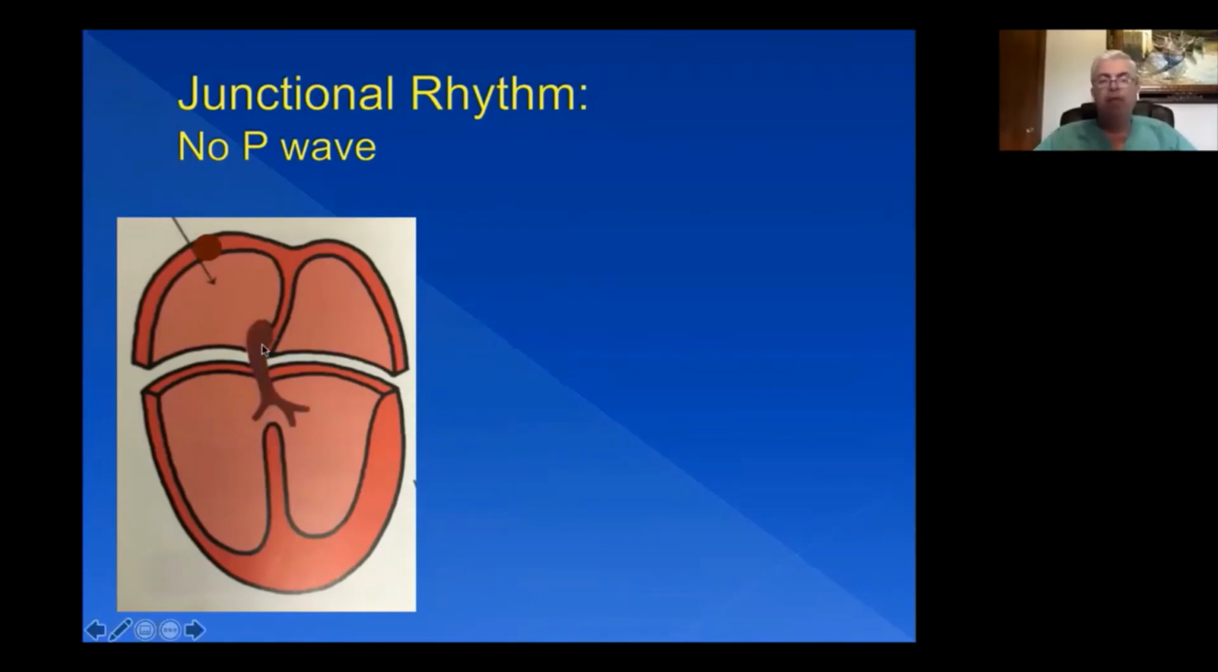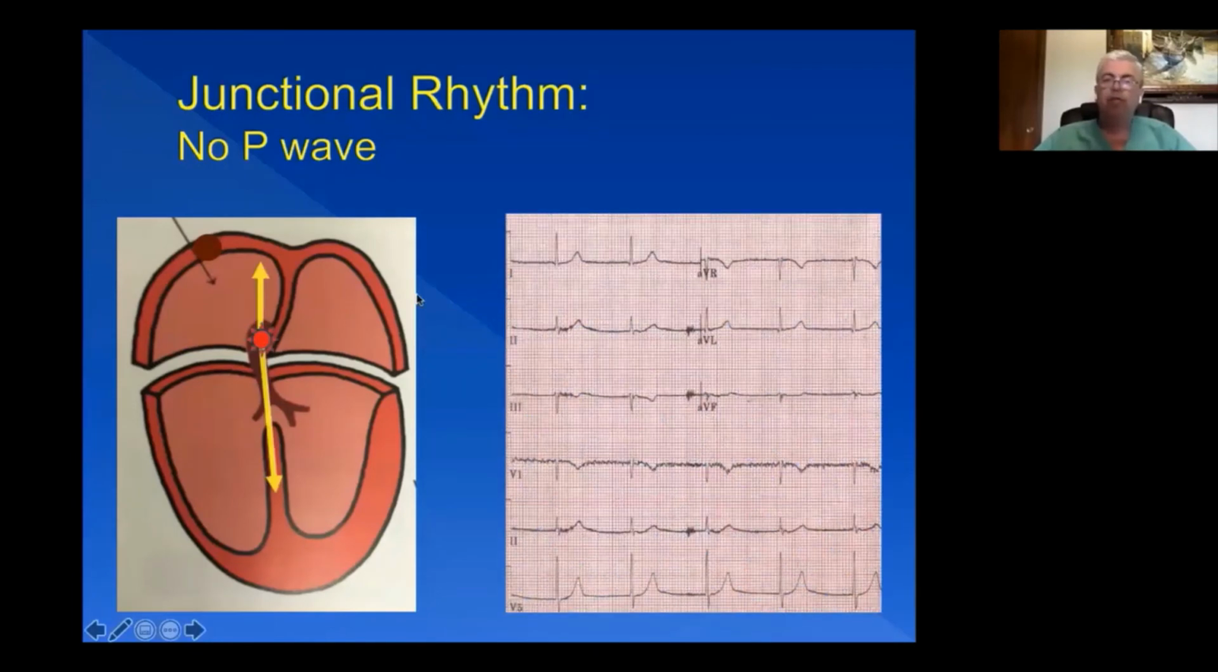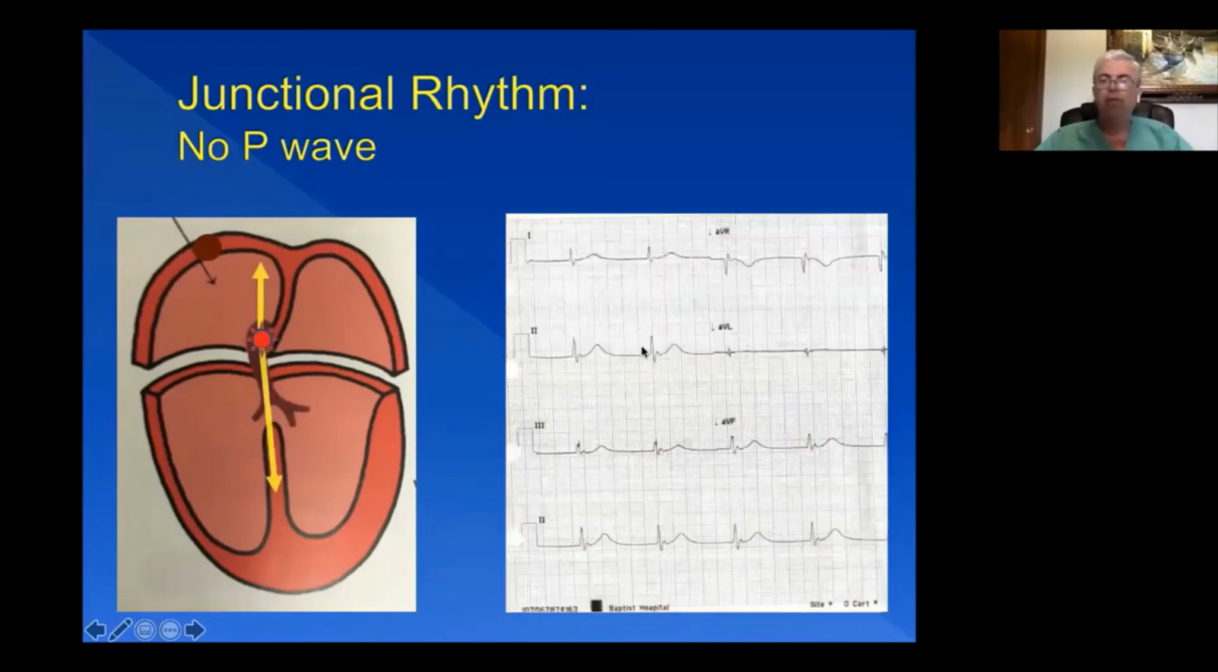So having a narrow QRS with no P wave tells us it is junctional. And this is an example. Again, narrow QRS, supraventricular, options sinus, atrial, or junctional. No P wave, it can't be sinus, it can't be atrial. You're left with junctional. Sometimes when you don't have a P wave before a narrow QRS, it's junctional, and you may be able to see the P wave just after the QRS.